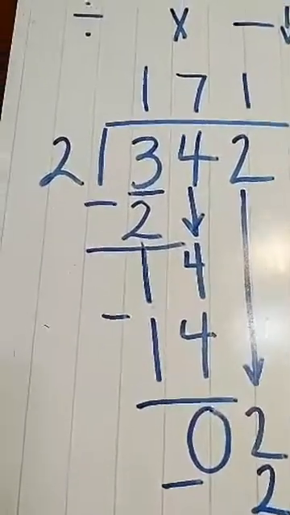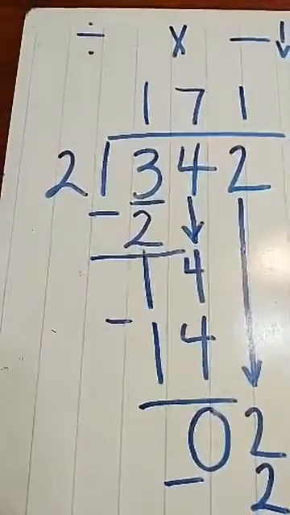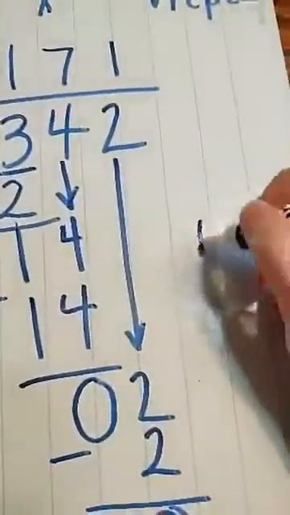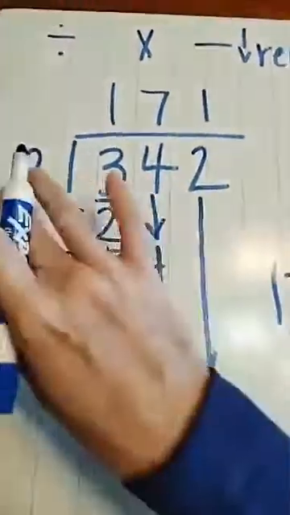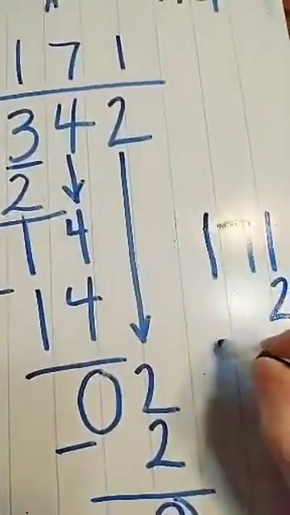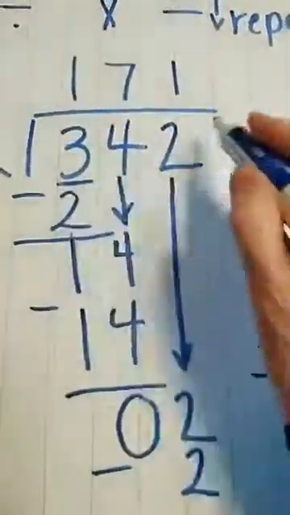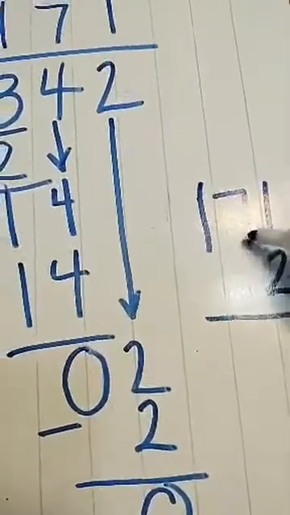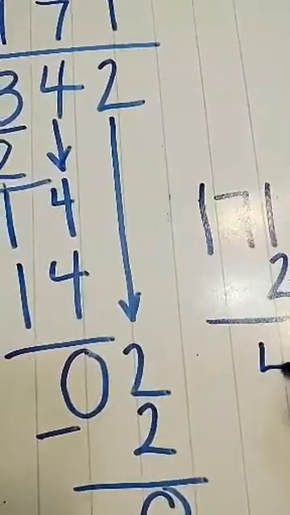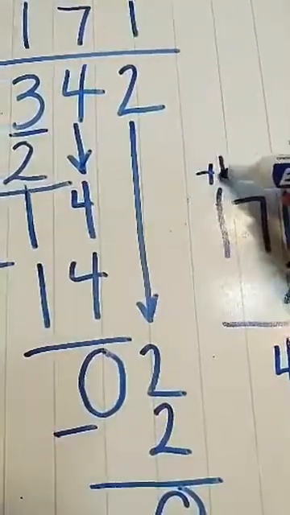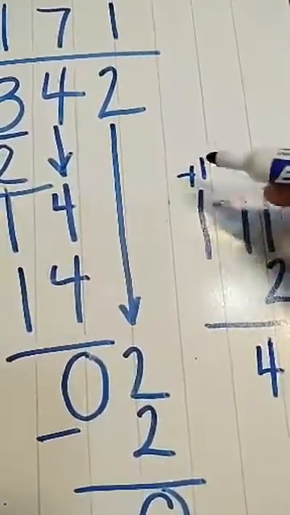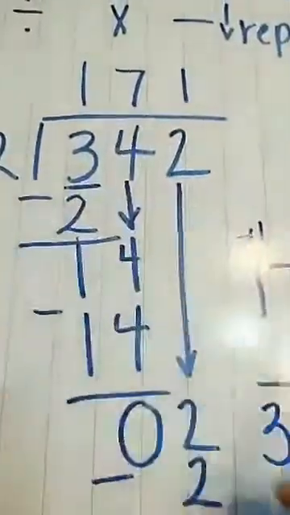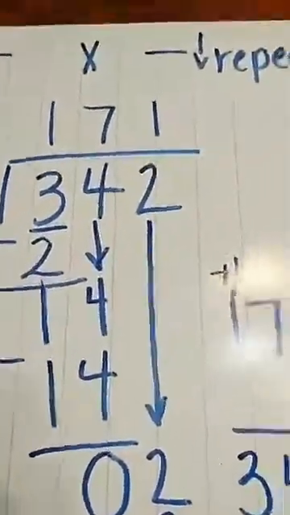Is there a way we can check this? We can do the opposite. We just divided, so let's multiply our answer, 171, times our divisor. And what we should get is our dividend in the middle. 2 times 1, 7 times 2, 2 times 1, plus 1. There we go, 342 matches our dividend. Okay, let's try another one, guys.